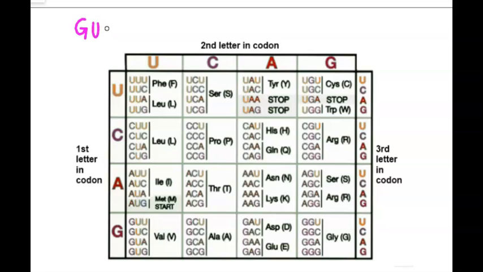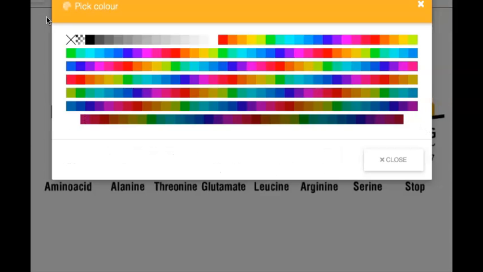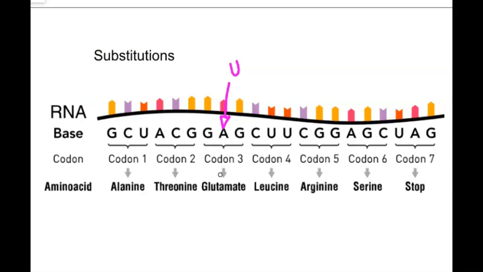Now we have GUG. So G, U, G, and we actually now end up with VAL, or valine. So no longer do we have glutamate, we now have valine. How is this going to affect the structure of the protein? If you said that it's going to change the structure of the protein, which could also make this into a different protein, you would be correct.